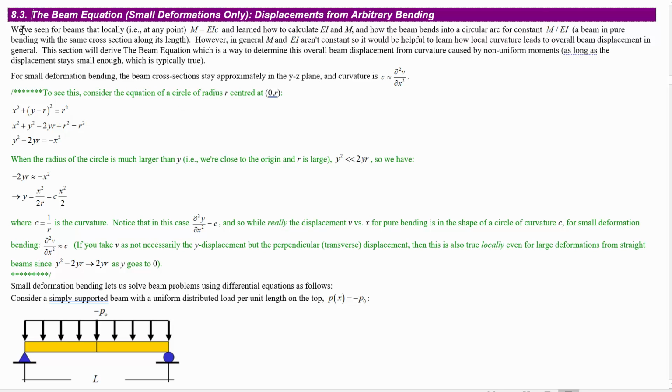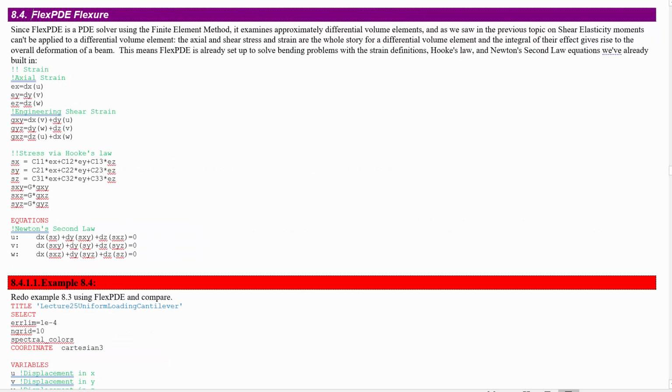Hello, this is going to be topic number 8, Flexure, part 2, and in part 2 of this video, we're going to cover 8.3, the beam equation, and 8.4, dealing with FlexPDE flexure.